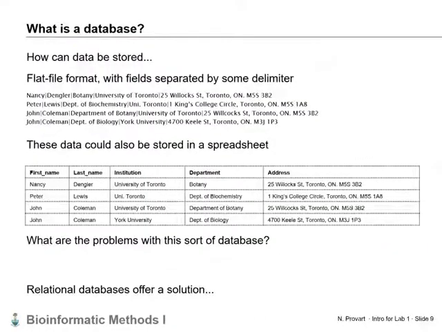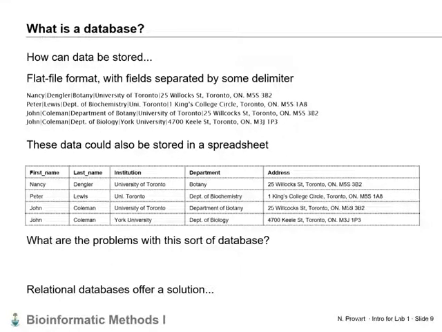How can we store these data? We could store them in a flat file format with the fields separated by some kind of delimiter. So here we've got 4 records of professors, the University of Toronto in this case, some former professors. Basically, that's the first name separated by a pipe character, second name, last name, and then the department, university, and the address in this case. We could store those data in a spreadsheet. So here, this is maybe a more familiar way for you to think about storing data. And you're all familiar with Excel, I'm sure.